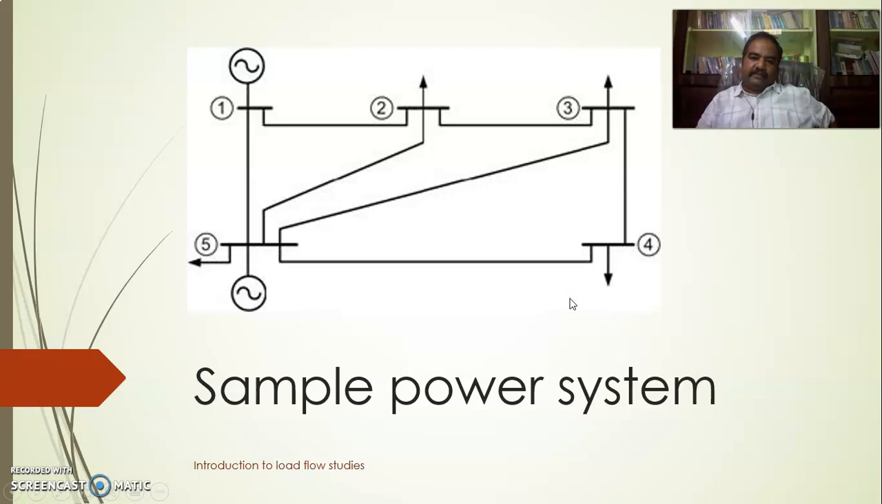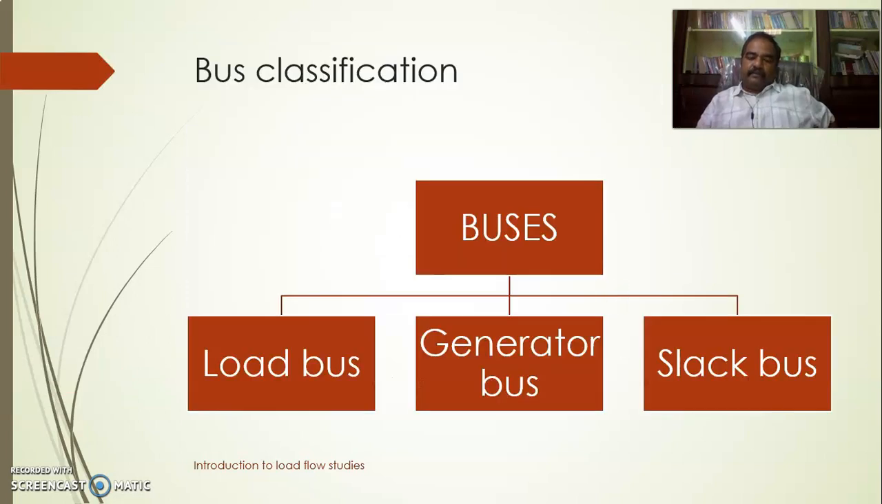This is a sample power system where you can see there are 5 buses and 2 generators, and we assume that these arrow marks represent loads. How many loads are there? 4 loads are there, 2 generators are there, and totally 5 buses are there, assuming that this is a sample power system. Now, coming to the bus classification, leaving aside the slack bus, we will be primarily concentrating on only two buses.